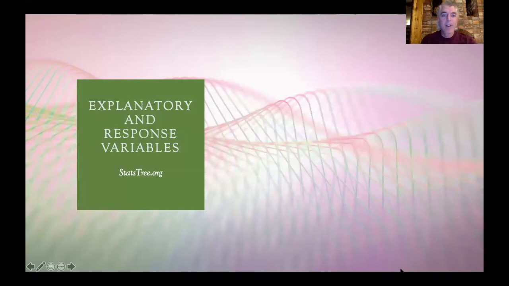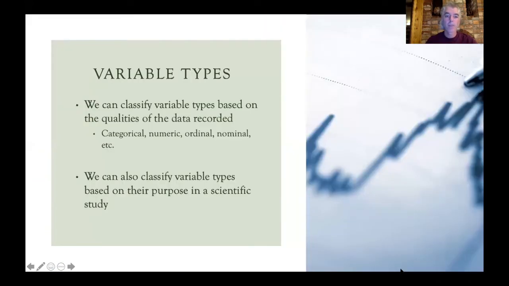Welcome back, everyone. We're just going to talk for a little bit about explanatory and response variables. In the previous video, we talked about the different ways that we can classify types of data as being either categorical or numeric. And within the categorical type of data, we have ordinal data and nominal data and so on. But we can also classify variables by their purpose within a scientific study.